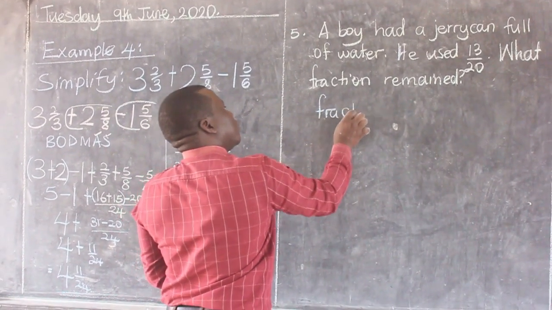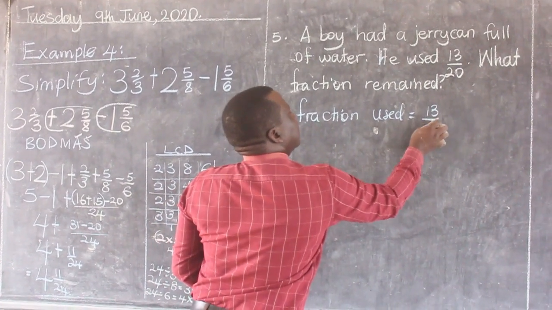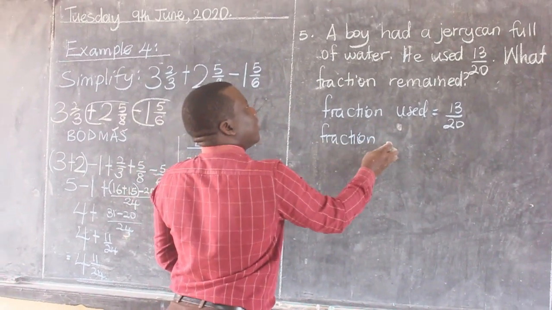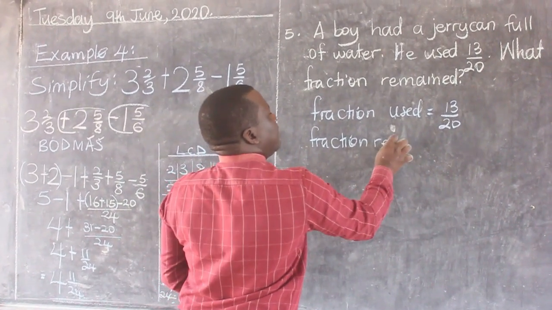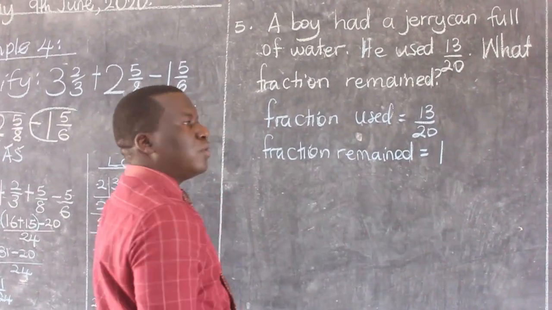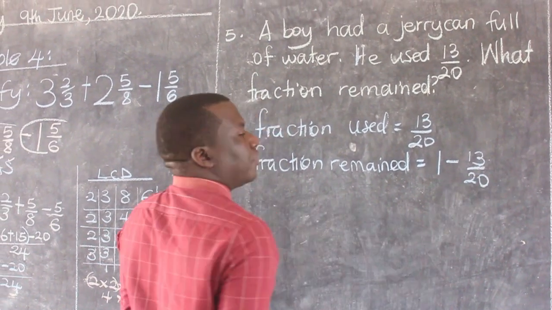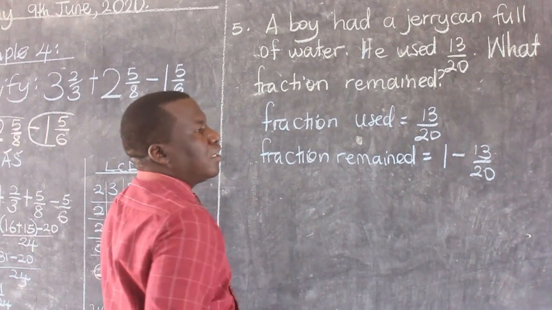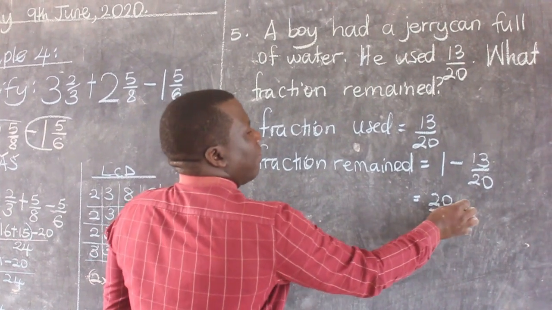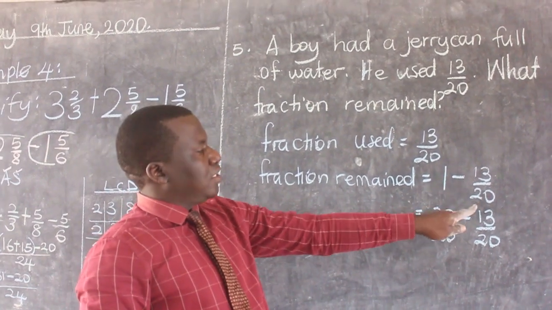First of all, you're going to say fraction used is 13 out of 20. Then now you're going to say fraction that remain will be a whole jerrycan minus 13 out of 20. Okay, this whole represents 20. So we shall have 20 out of 20 minus 13 out of 20. This whole is this 20.